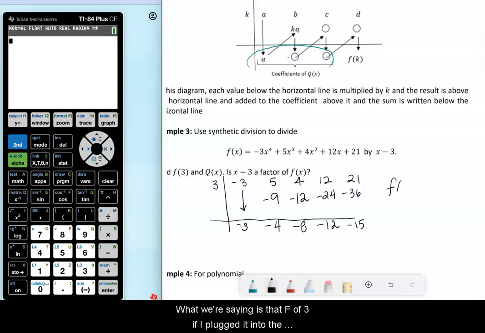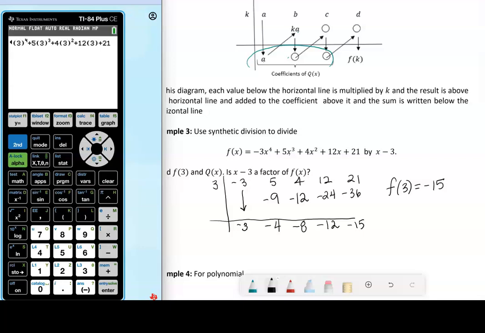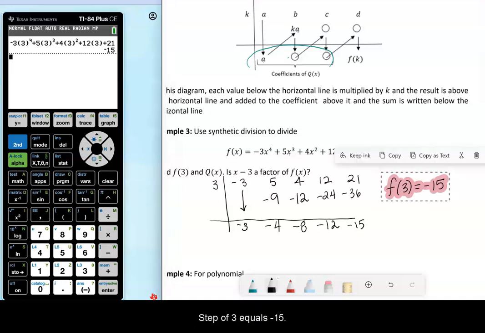What we're saying is that f of 3, if I plugged it into the function, is negative 15. So let's test it. Here it is, entered into the function, the value of 3. Go all the way to the front of it. So negative 3 times 3 to the 4th, plus 5 times 3 cubed, plus 4 times 3 squared, plus 12 times 3, plus 21, let's hit enter, is equal to negative 15. So we did our synthetic division correctly, and we did find the value, f of 3 equals negative 15.